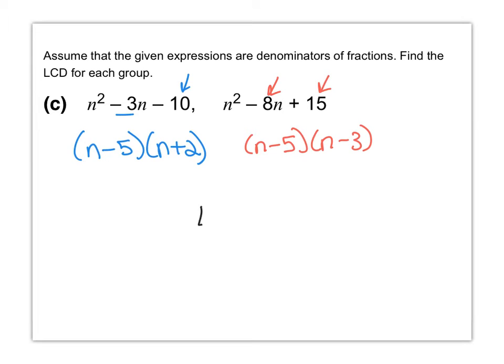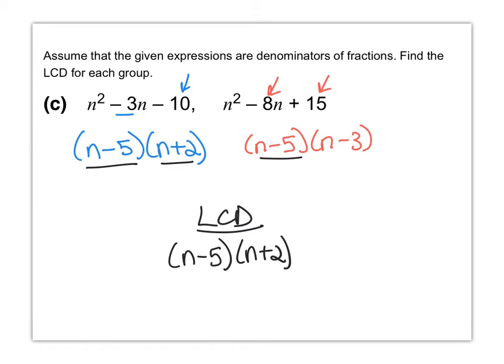So the LCD is going to have all the different factors that are represented. We have an n minus 5 as part of the first denominator, as well as an n minus 5 that appears in the second denominator. We have a factor of n plus 2 that is represented, as well as the n minus 3. So in this case, the least common denominator would have those three factors. Before you add and subtract any rational expressions, you want to make sure that each fraction can be written with that least common denominator.